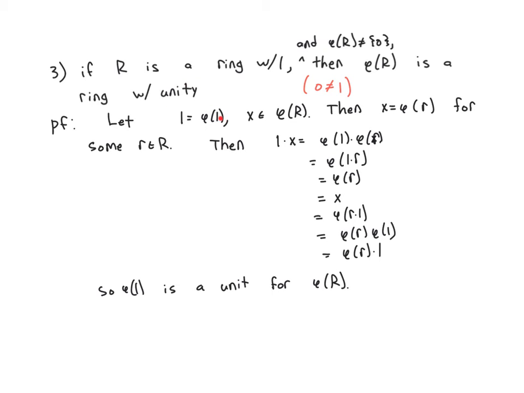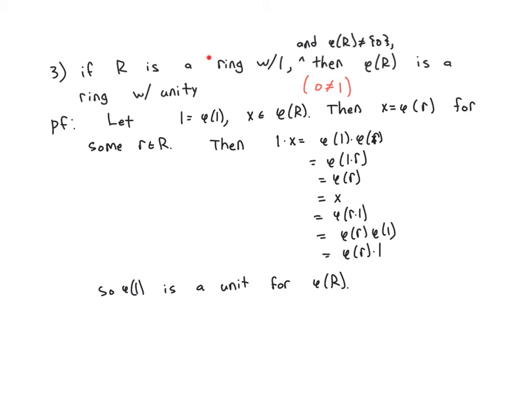What is this unit? Well, you would probably guess it should be the image of 1. And if you guessed that, you'd be right. So let's prove it. Let 1 be the image of 1. Let x be in phi of r, so x is equal to phi of r for some r. Well, let's do the multiplication. 1 is phi of 1, x is phi of r. Phi is a ring homomorphism. 1 times r is r. Phi of r is x. Congratulations, we did it. Okay, we did half the work.